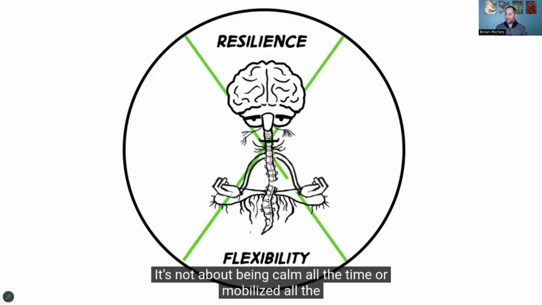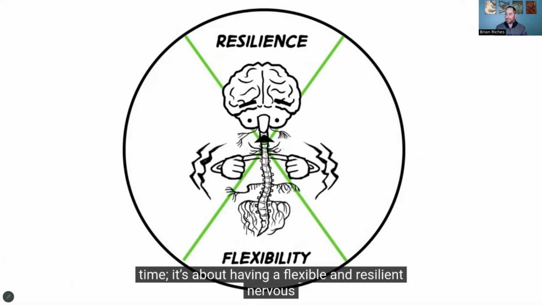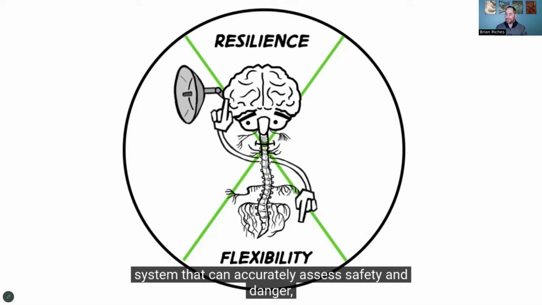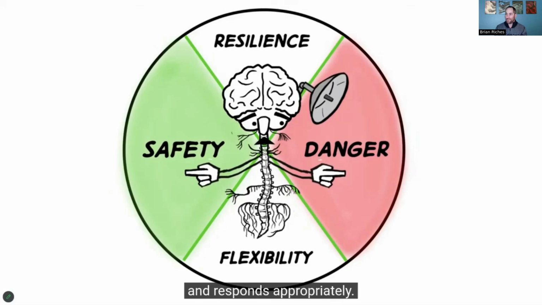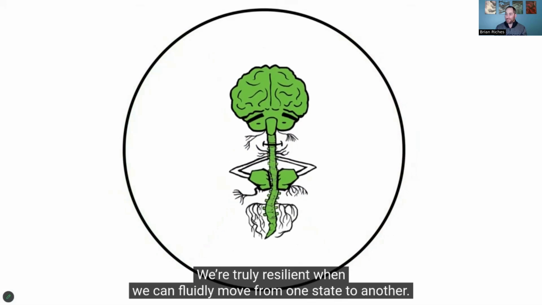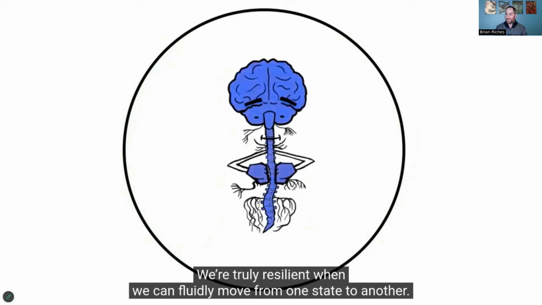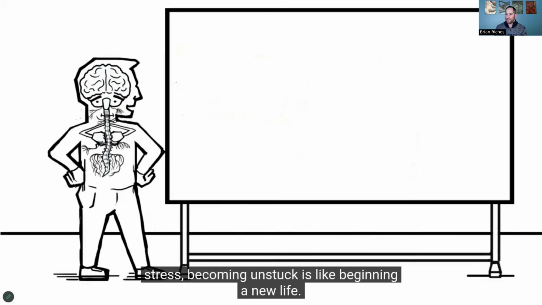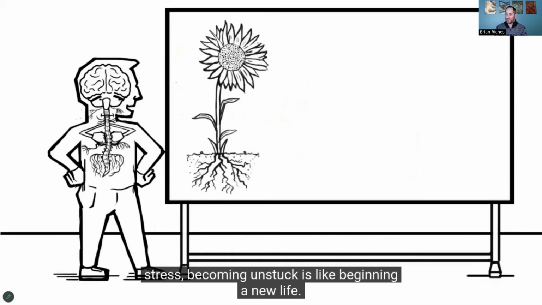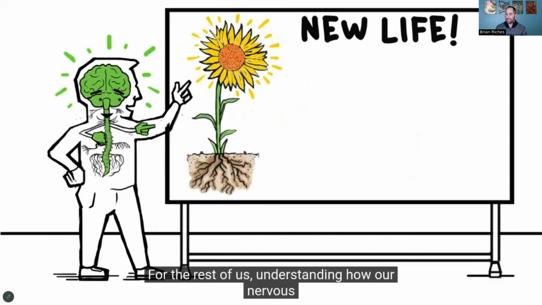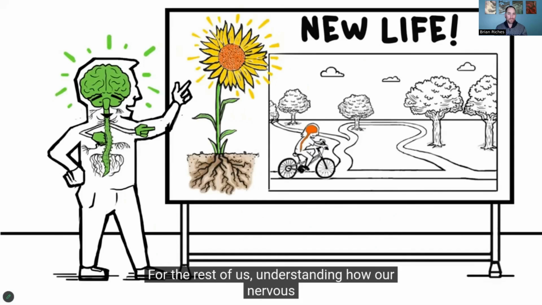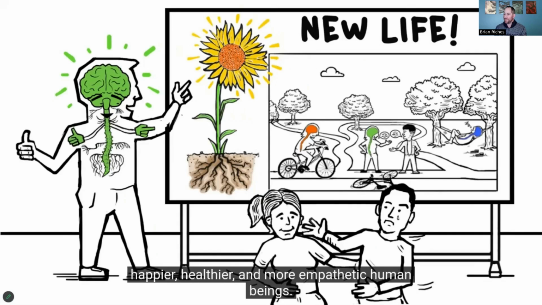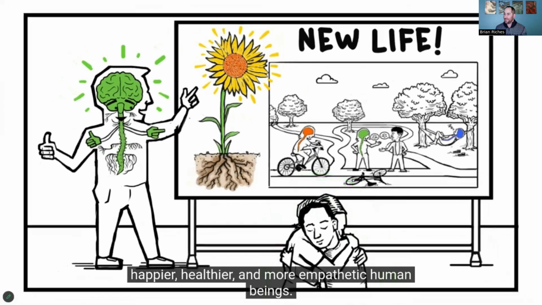It's not about being calm all the time or mobilized all the time. It's about having a flexible and resilient nervous system that can accurately assess safety and danger and responds appropriately. We're truly resilient when we can fluidly move from one state to another. For those living with the impacts of trauma and chronic stress, becoming unstuck is like beginning a new life. For the rest of us, understanding how our nervous system states guide our behavior can help us become happier, healthier, and more empathetic human beings.